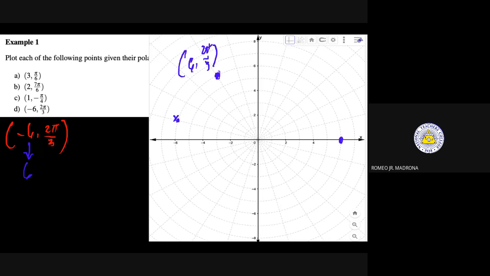Pag nahirapan na ako sa radian, kino-convert ko na lang siya into degree. Ganun din, balik ako sa degree. Pero, para sa akin, okay siya. Okay. So, ito yung point ng 6, 2 pi over 3.